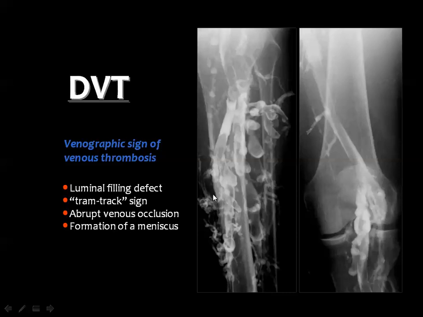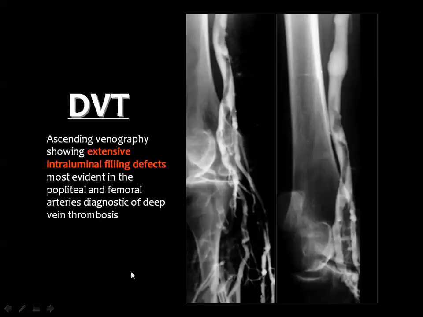In the era of venography, we used to look for some of the signs of venous thrombosis, like the luminal filling defect, the tram track sign, where you see the contrast material along both sides of the thrombus, the venous occlusion like the arterial occlusion, and the formation of the meniscus sign. If you see here, you can imagine this sign, for example. And this is another case by conventional venography, the worm-like filling defect, extensive thrombosis of the venous system.